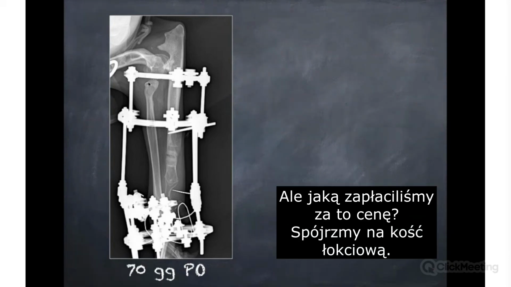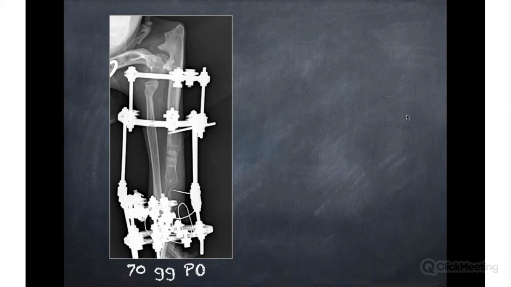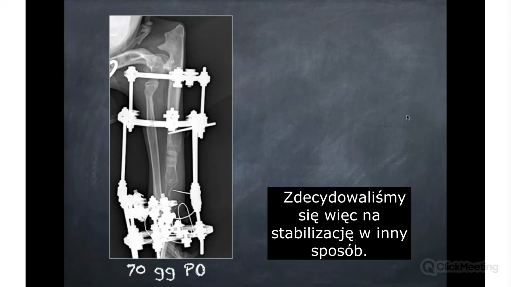But what is the price that we paid? Look at the ulna, at the semilunar notch of the ulna. It's outside of the contact with the humeral condyle. So we decided to stabilize it in a different way.